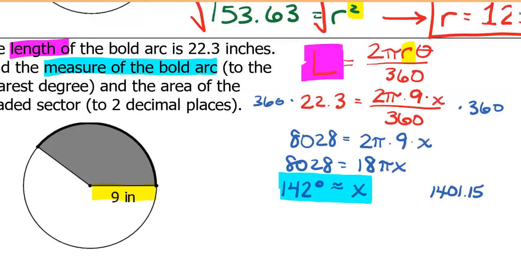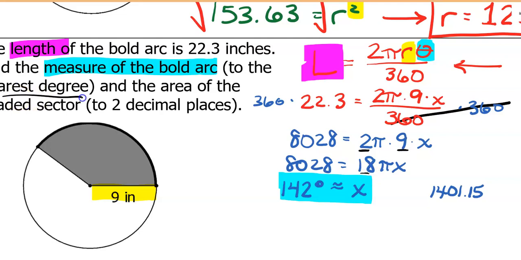unpause when you're ready. So I chose to do this with the first version of the formula, and as before, I just copied the formula down, and then I reread the information I had and put it in the appropriate spot. They gave me length as 22.3, so that's highlighted in pink. They gave me a radius of 9, and they didn't give me theta. They didn't give me the measure of the bold arc. So I plugged stuff in. I multiplied both sides by 360 to get that to go away. I combined the 2 times the 9 to give me an 18. And then I divided both sides to get the x by itself.